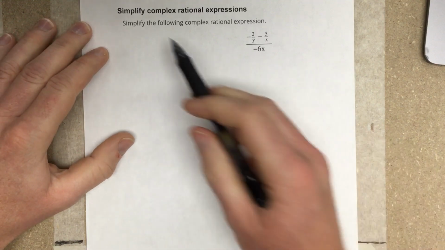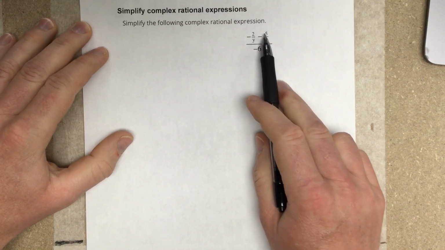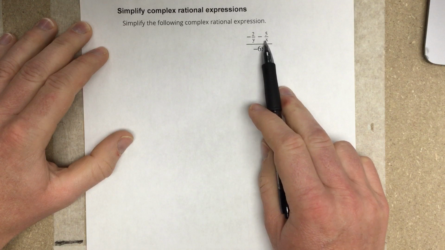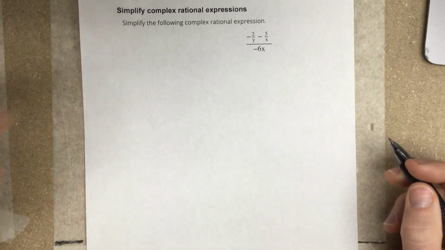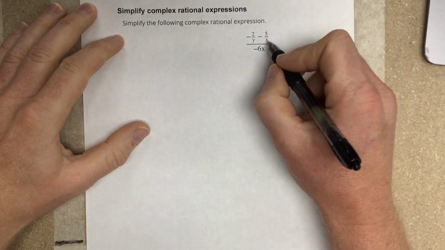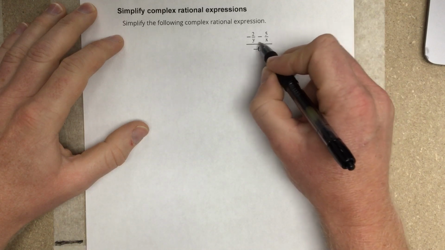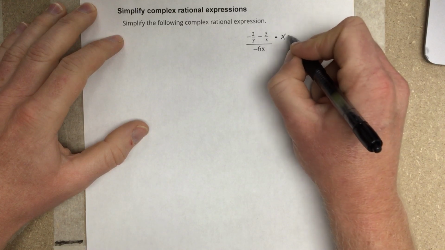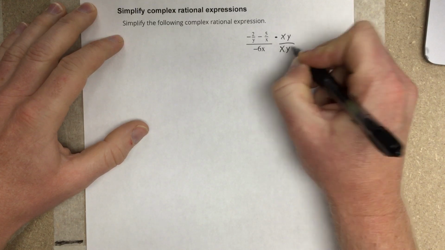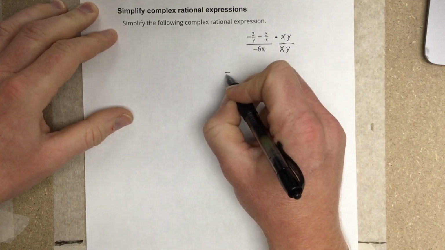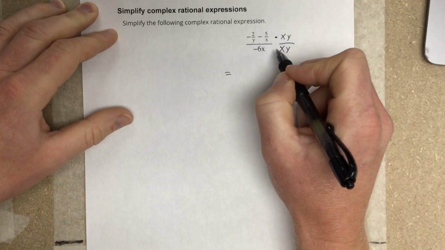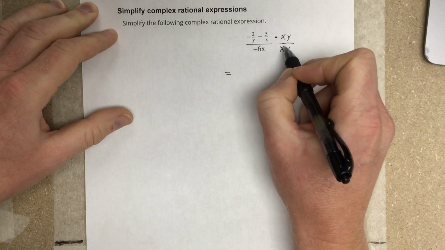Let's try another one. So simplify complex expressions, and they give us the fraction piece in the numerator instead of the denominator. We're going to follow the same steps though. So we'll start by multiplying by the common denominator, which is xy, right? X and y for the denominator, so the common denominator is xy. We'll multiply by xy over xy. And when we do that, remember, we're not changing the rational expression itself, because this is just 1.